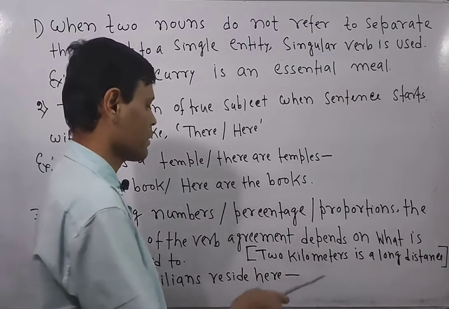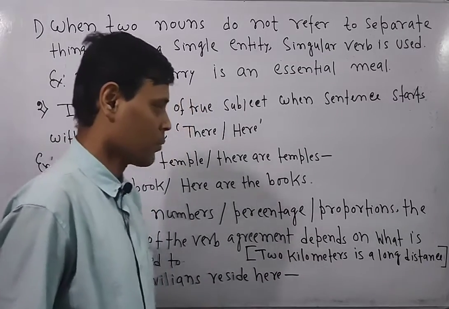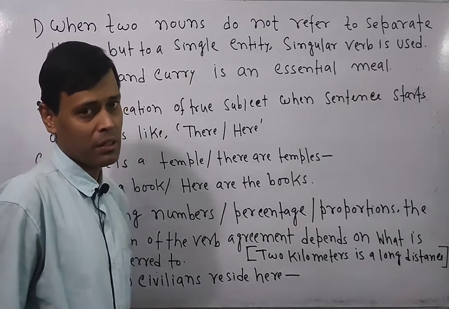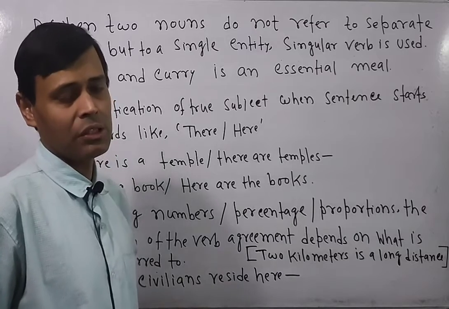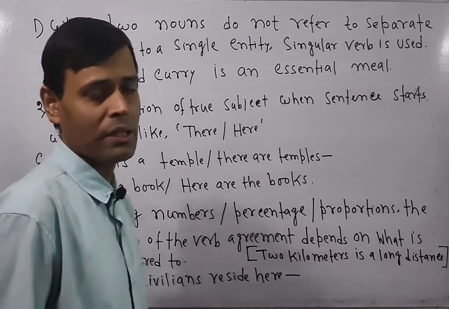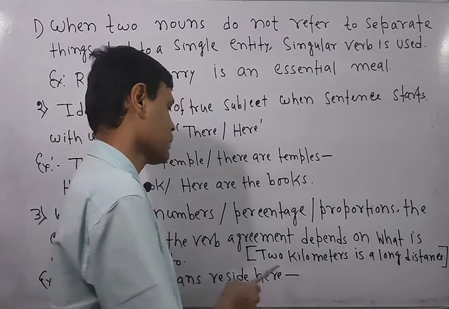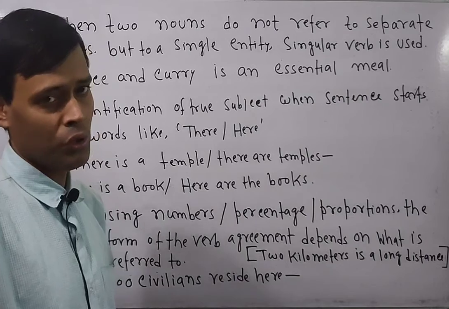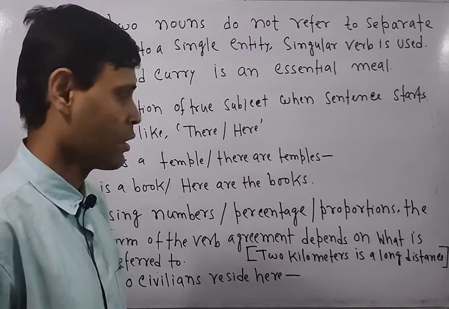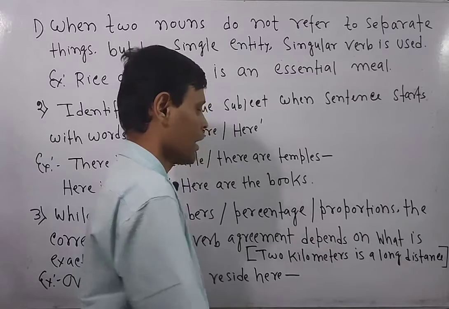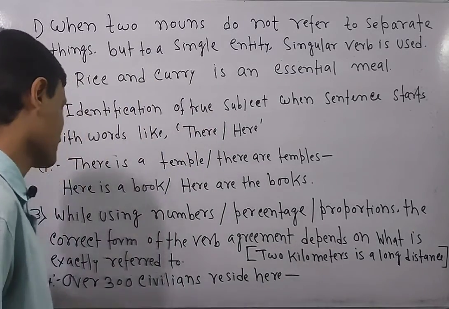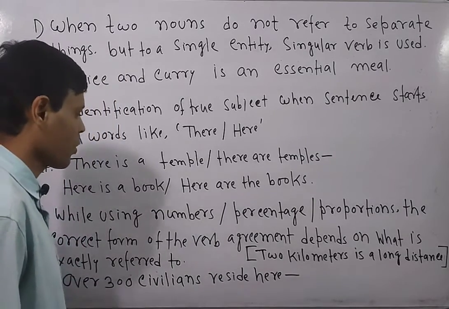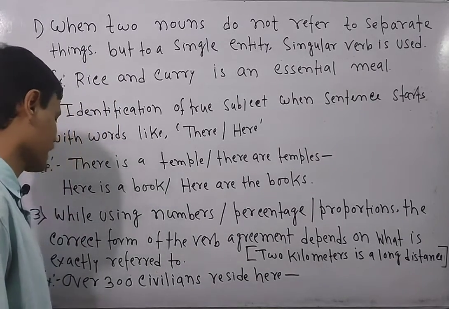But here, 2 kilometers, although it is plural in form, as in the case of distance, whatever the distance is, it should always be considered a singular one. So the distance may be plural, that is 2, but it should always be considered a singular entity. So the subject is singular and is is written. That's why it is said, while using numbers, percentage, proportion, the correct form of the verb agreement depends on what is exactly referred to.